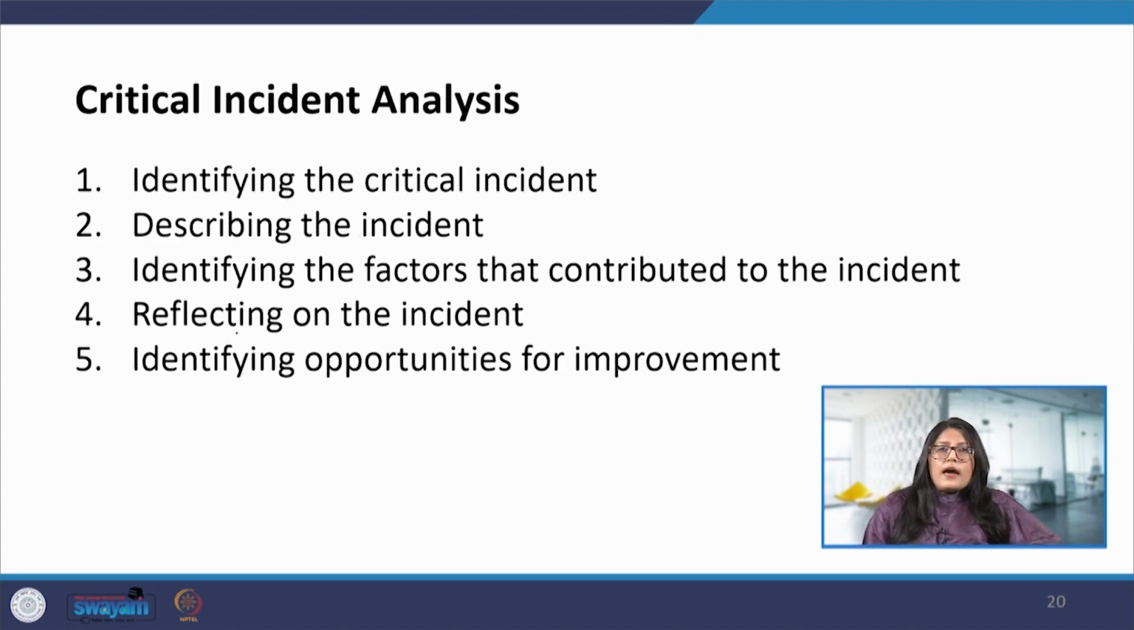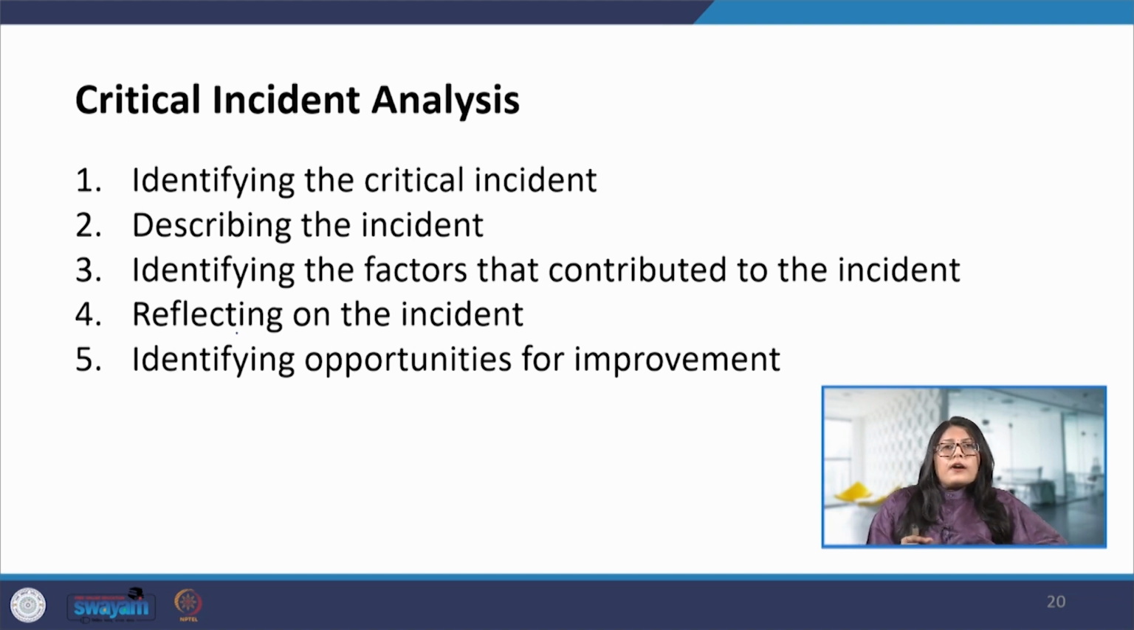First is identifying the critical incident, where we select an event or experience that is significant in some nature and has the potential to provide insights into the underlying issue or the problem that may be there. Second is describing the incident. This involves providing a detailed account of what really happened during the incident. This can include the actions of the individuals who were involved, the context in which the incident occurred, and also what was the outcome of it.